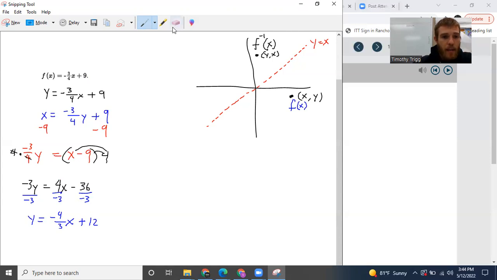Now, our very last step is you simply replace y with f of x. Or sorry, since we're finding the inverse, f inverse of x equals negative 4/3 x plus 12. Okay, so that's basically how you do it. The main thing to start off with, replace f of x with y, then switch where your x and y are, solve for y, and then replace y with f inverse of x.